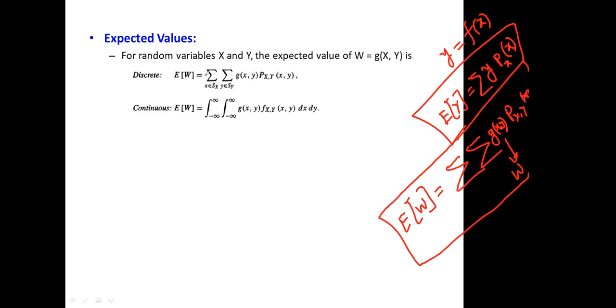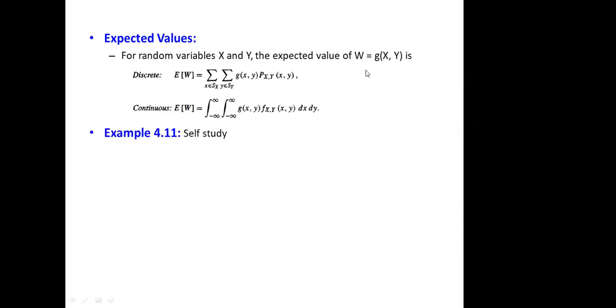So for a discrete case, we will write the double summation. For the continuous case, we'll use the double integration. Okay. But this g(x,y) times f(x,y) is the main important point.